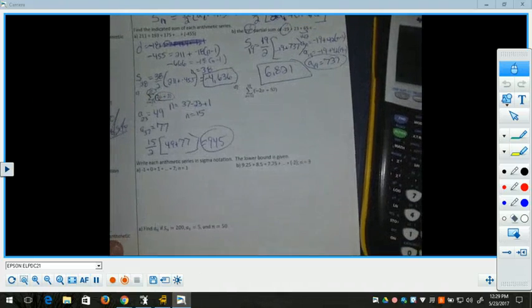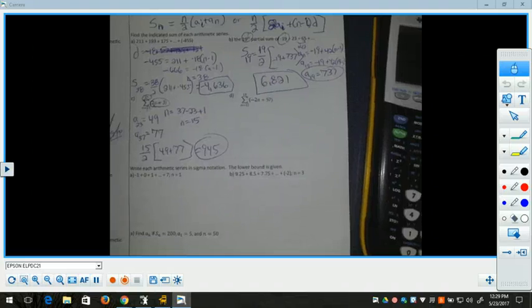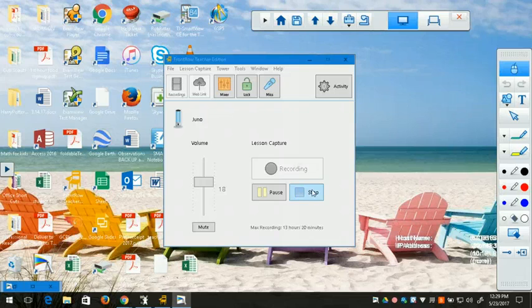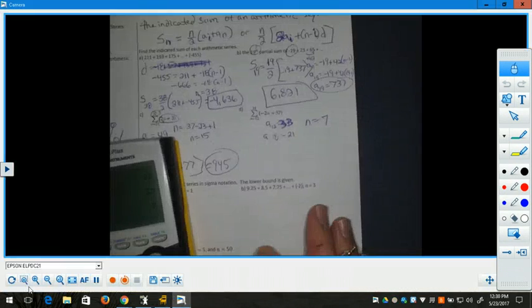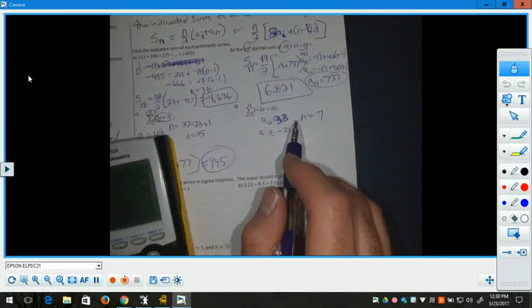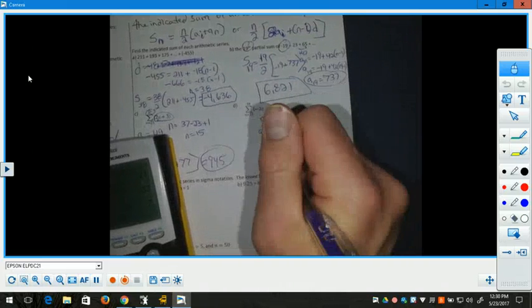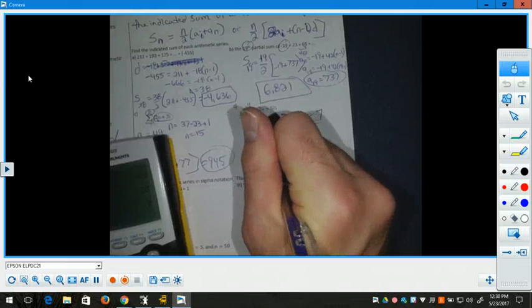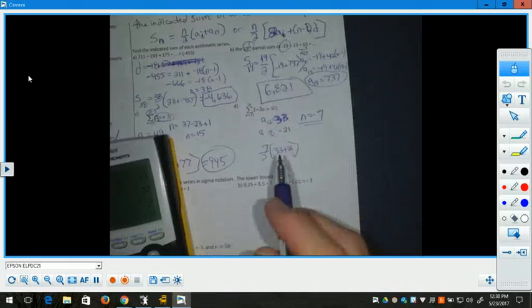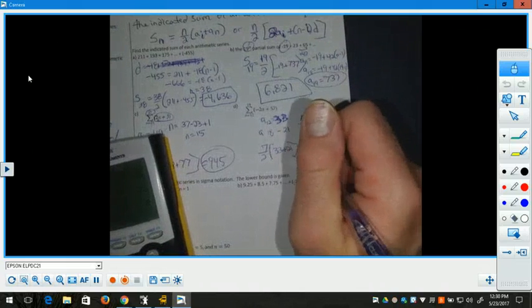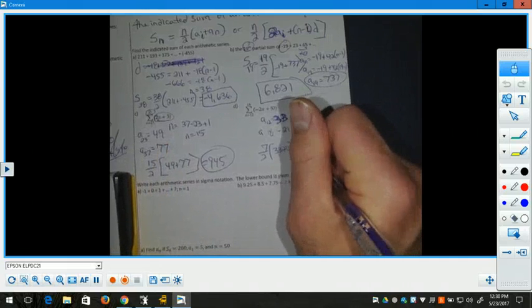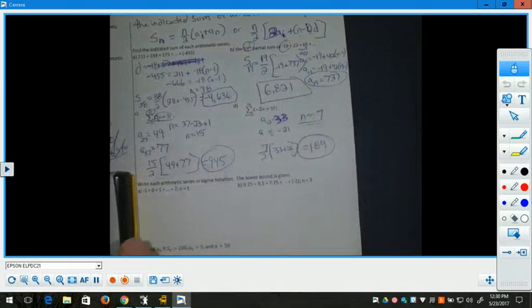Take a moment to pause the video and try letter D. If you did this correctly, then you got A sub 12 to be 33, A sub 18 to be negative 21, the number of terms to be 7. So using this formula, and you can use the other one if you want, this is the one I prefer, but this one is also valid, then I would actually get 7 halves times 33 plus 21, which is 189 for its partial sum.